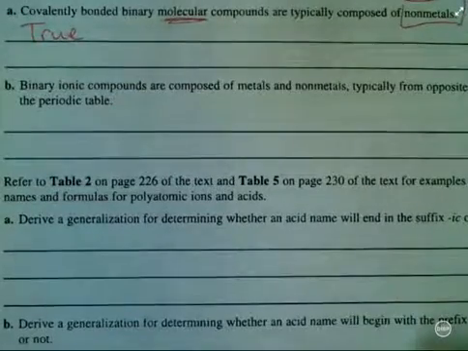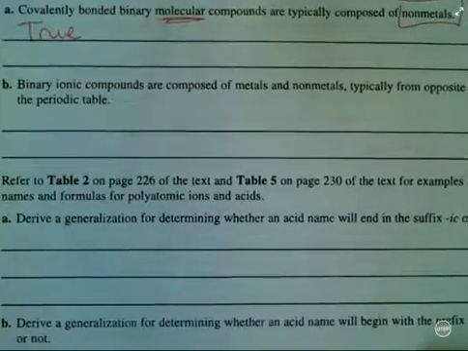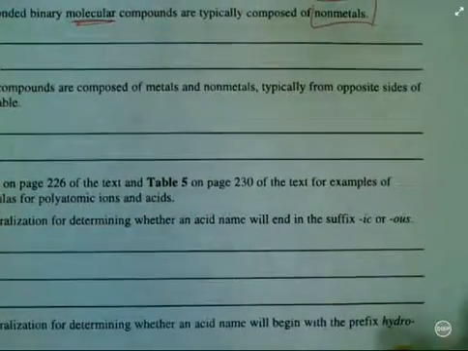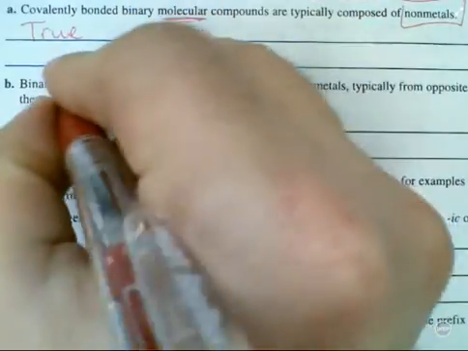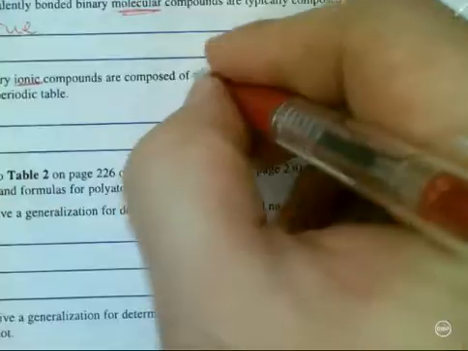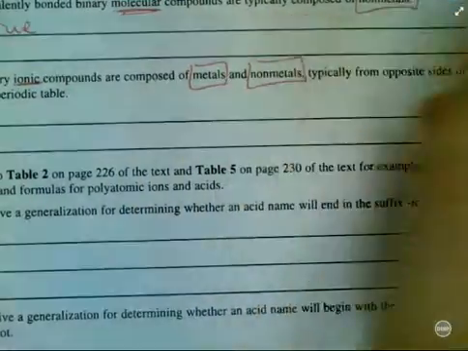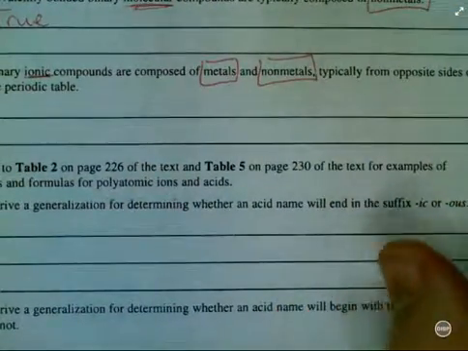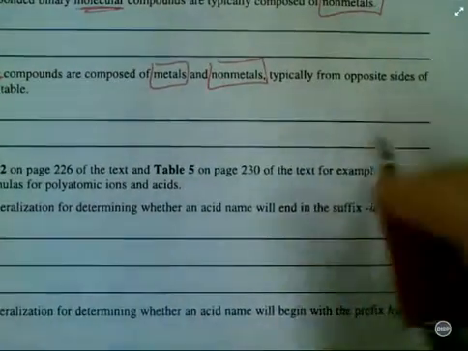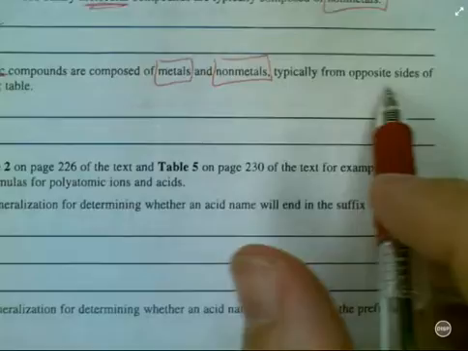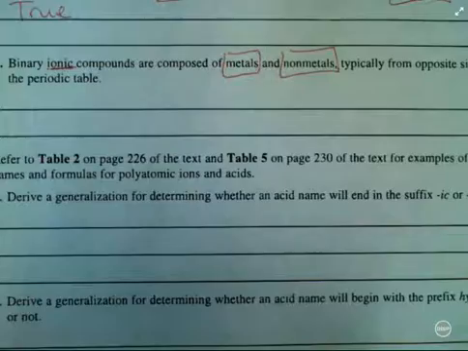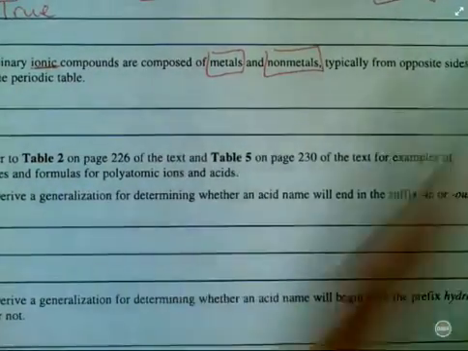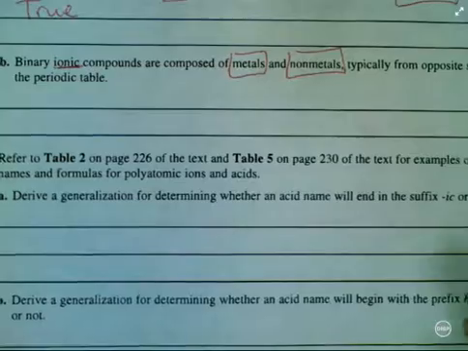B. Binary ionic compounds are composed of metals and nonmetals, typically from opposite sides of the periodic table. So, I'm talking about ionic compounds, and then the two types of elements that we're postulating here are metals and nonmetals. And yes, metals and nonmetals are typically from opposite sides of the periodic table, with the exception of the very few p block metals. But again, this says typically, right? So most of the time, yeah. So that would make this true.